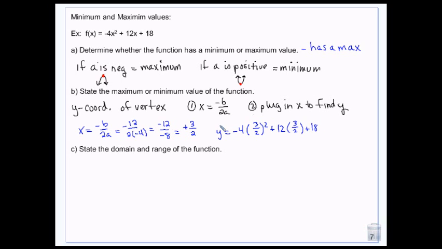Okay, so 3/2 squared is 9/4. And 4 goes into 4 once, so that will be -9. And 2 goes into 12 6 times, so that will be plus 18. So -9 plus 18 is 9. 9 plus 18 is 27. So this is my maximum.